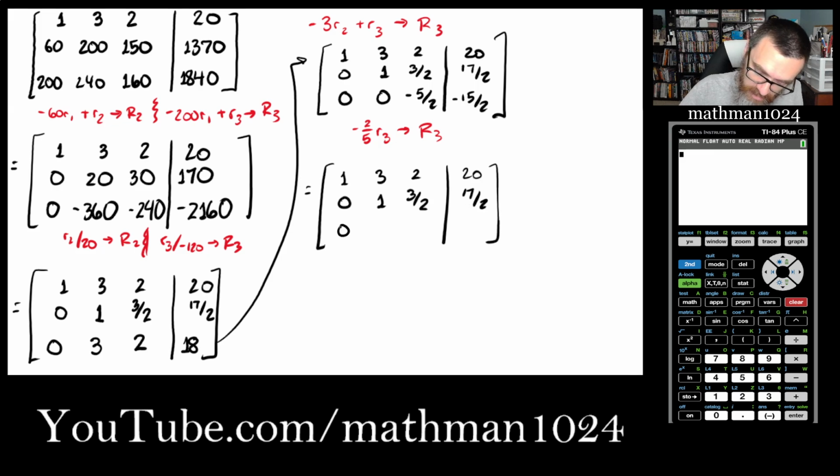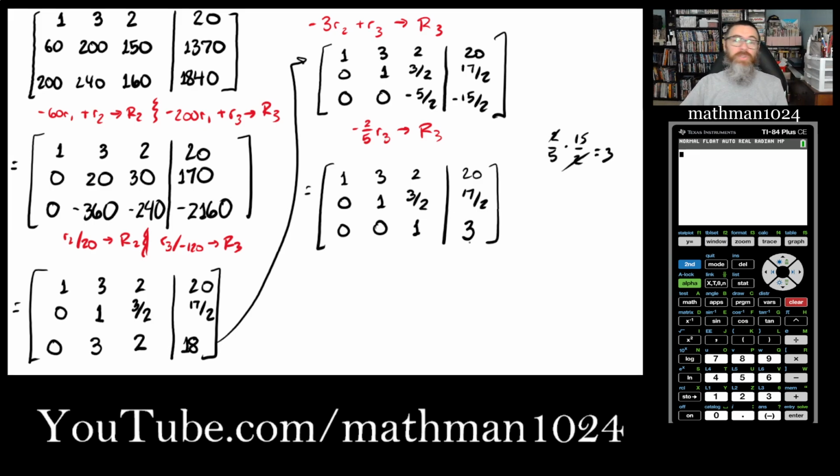17 halves, 0, 0. Multiply times the reciprocal of negative 2/5 gives me 1. And if I do 2 over 5 times 15 over 2, those guys reduce. 15 over 5 is 3. All right. So we got 3.